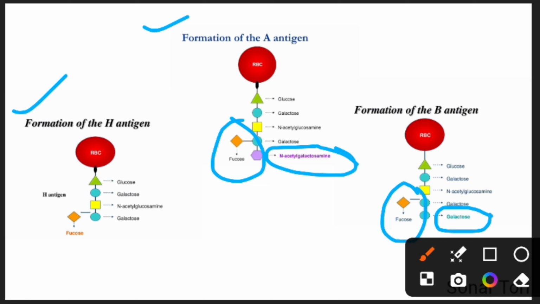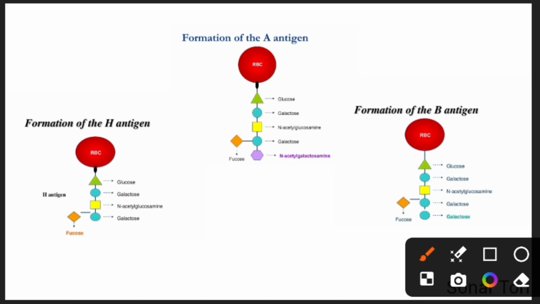So in case of A antigen, there is N-acetyl galactosamine that is attached with the H antigen structure, and in the B antigen there is a galactose molecule that is attached with the H antigen and makes its structure. I think this concept is clear to you all.